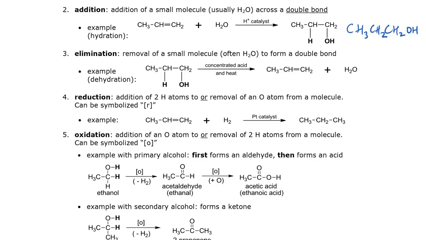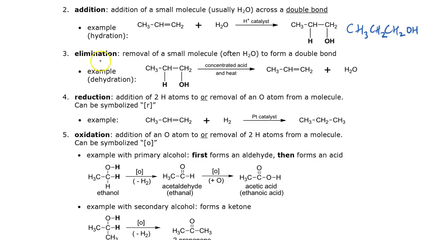In this class, I'm not going to ask you to do much in the way of predicting organic reactions. That's an advanced level skill. I'm mostly going to ask you to be able to identify them. So if given a reaction, you say which kind it is, or if told which kind of reaction it is, you then predict what the products would be, but not from scratch.